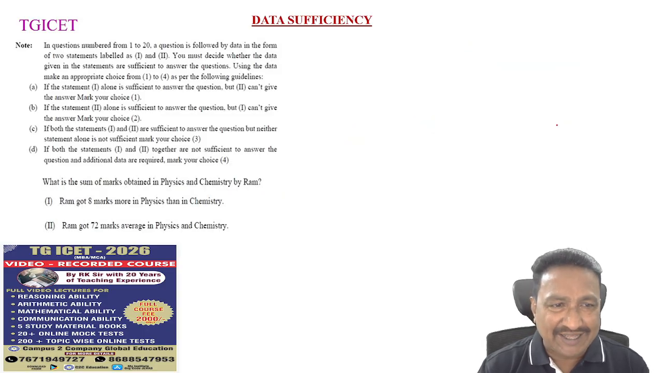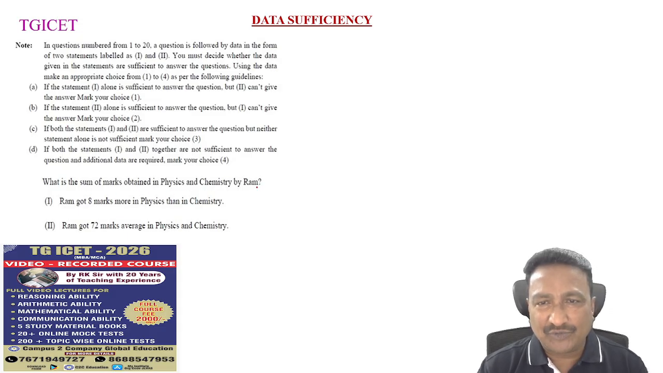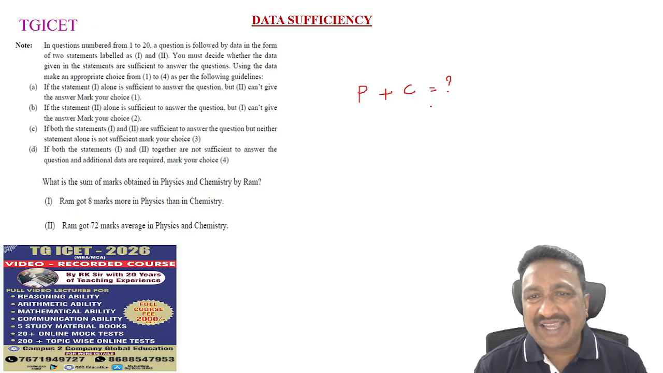Now look at the next question. What is the sum of the marks obtained in physics and chemistry by Ram? So they are asking how many marks he got in physics and chemistry together. They are asking what is the sum of the marks in physics and chemistry. Okay, now friends, how to decide this answer? When we know how many marks he got in physics and how many marks he got in chemistry, then we can find the answer.